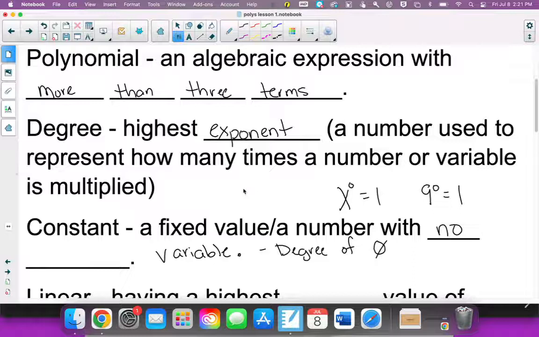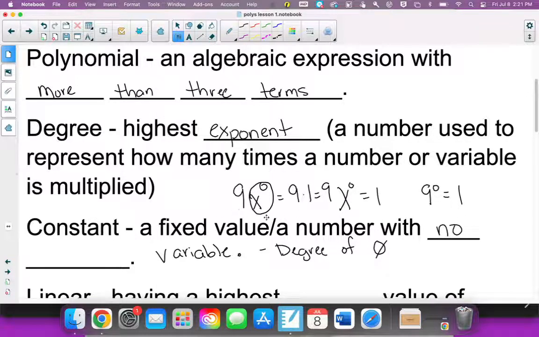Well, what if I have 9x to the 0 power? Right? This 9 and this x, next to each other, no symbol in between, are basically being multiplied, right? Okay, that exponent is on just the x. So this part right here equals 1. So this is basically 9 times 1, which is 9.